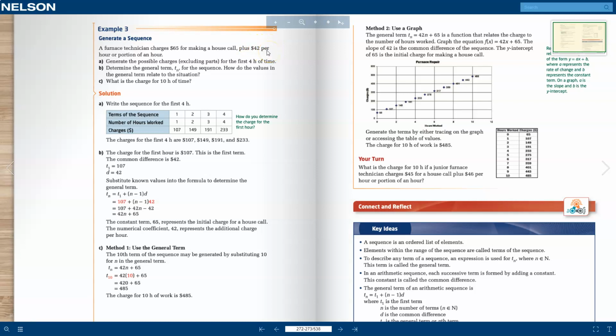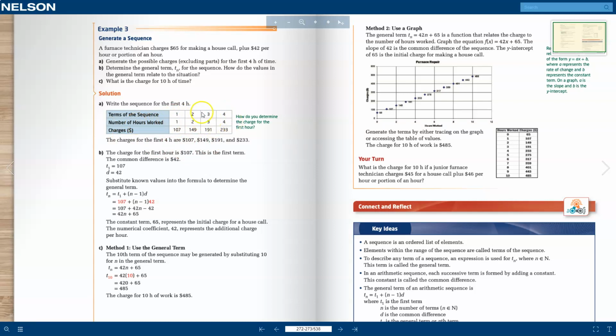And then T1, the first term, is going to be the first payment, or first hour of work. The first hour of work is going to be the 42 plus the 65, right? Because 65 is just to show up. So T1 is going to be 65 plus 42, which is 107. D is going to be 42, right? And then I think that's pretty much all we can do right now, and Tn and n are just going to be left alone. So write the sequence for the first 4 hours. They wrote a table here. So 1, 2, 3, 4, numbers of hours worked.